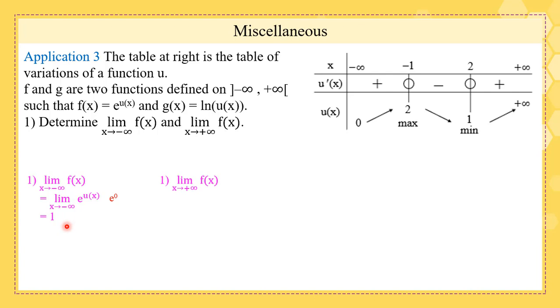Now the limit at plus infinity, similarly, this would be the limit of e to the power u of x as x tends to plus infinity. And when x tends to plus infinity, we can see from the table that u of x tends to plus infinity also. So we get here e to the power plus infinity, which is plus infinity.